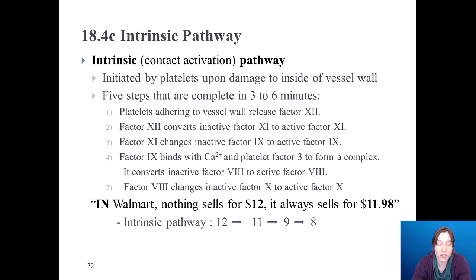I know this is a lot of different factor numbers, and they're not all in order. A good way to try to remember the intrinsic factor is the phrase, in Walmart, nothing sells for $12, it always sells for $11.98. So the intrinsic pathway starts with factor 12, then factor 11, then factor 9, then factor 8. And then at the end, obviously, we're going to be going to the common pathway, which starts with factor 10.